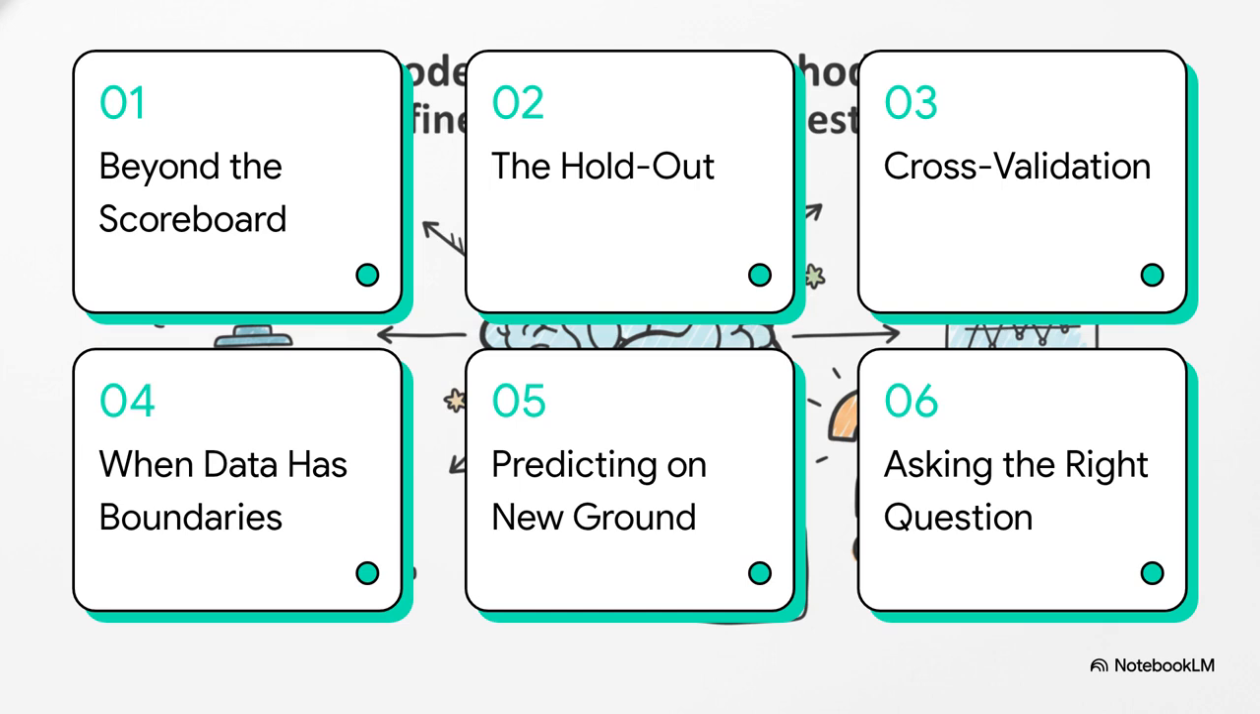All right, so here's our game plan. We'll kick things off by looking at a super common trap with scoreboards, and then we'll break down the core idea of a holdout test. From there, we'll dig into what cross-validation is actually estimating before we dive into the messy reality of structured data. We'll wrap it all up by seeing how this helps us ask and answer way better questions about our models.